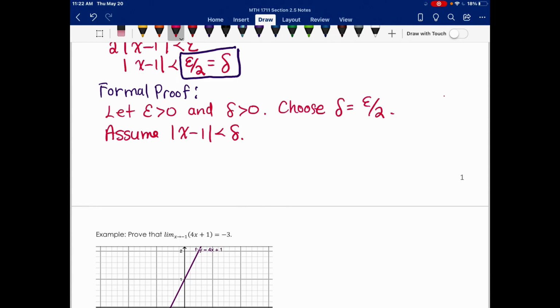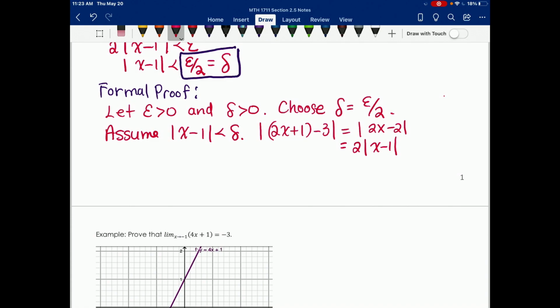Now we have to show that the absolute value of 2x plus 1 minus 3 is less than epsilon. So we want to show that this is equal to, and this is where the scratch work came in before. We already kind of worked this out. So now we're formally writing it down. This is going to be the absolute value of 2x minus 2, which is equal to 2 times x minus 1 on the inside of the absolute value.